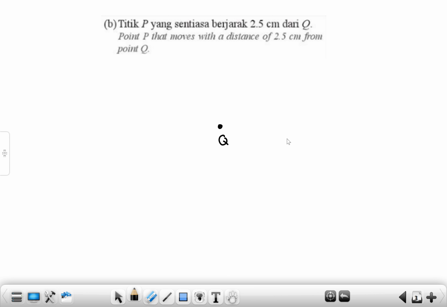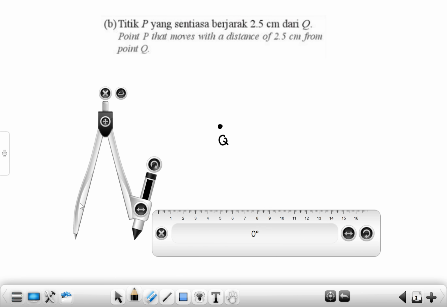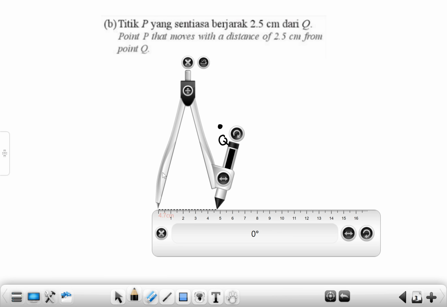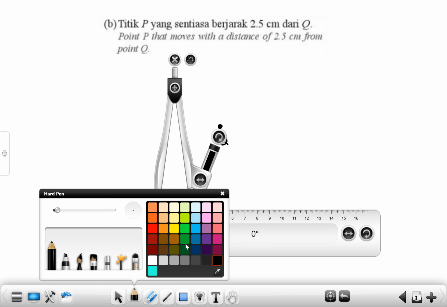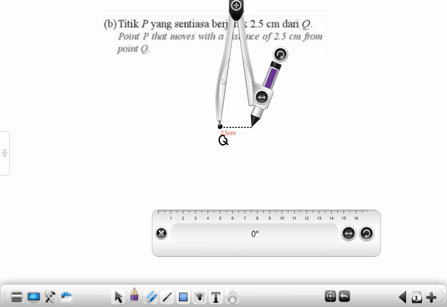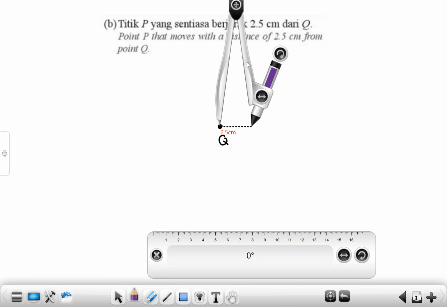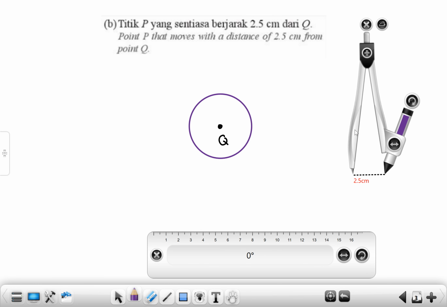Then, what should I have? A ruler and also compasses. Good. Okay, so what should I do next? Put the compasses and we are going to measure 2.5. Good. So we measured 2.5 already. What should I do next? We are going to put the needle of our compasses at our center, point Q. Then we are going to make the locus of our point P here. Can, girls? Yes. Okay. First lah, this one first.